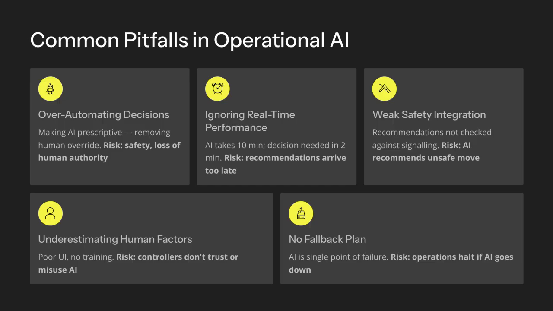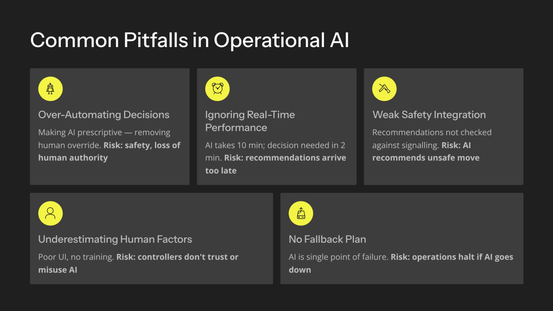Pitfall 2: ignoring real time performance. Optimization algorithms are powerful, but power and speed are not the same thing. If an algorithm takes 10 minutes to find the best solution and the disruption needed a response 2 minutes ago, that recommendation is useless, technically correct, operationally irrelevant. The mitigation is to design explicitly for real-time performance, use fast heuristics and bounded search methods, find a good enough solution quickly rather than a perfect solution slowly. In a live disruption environment, good enough in 2 minutes beats optimal in 10 every time.